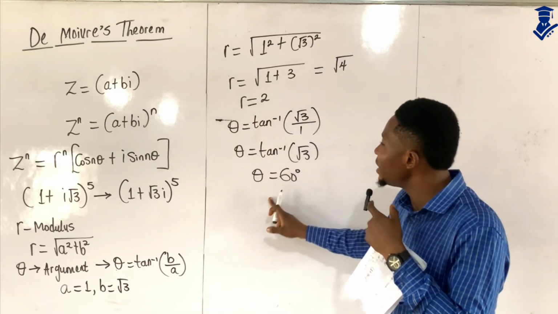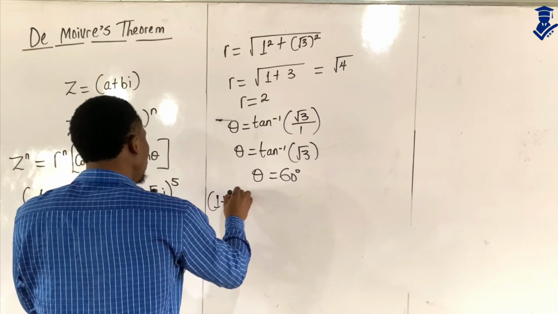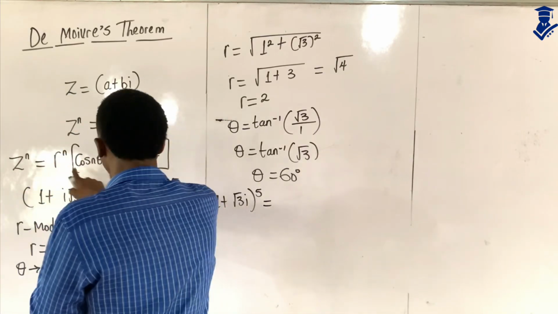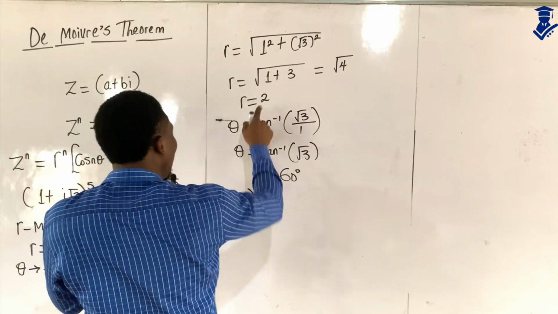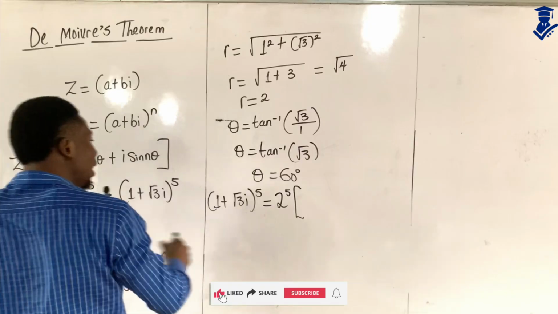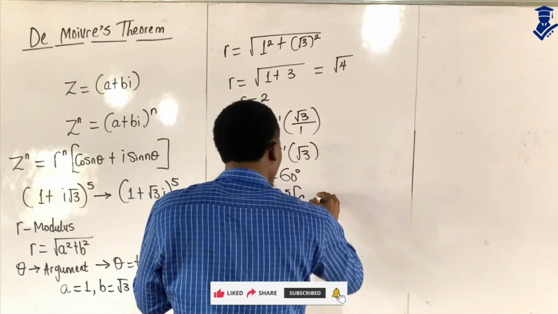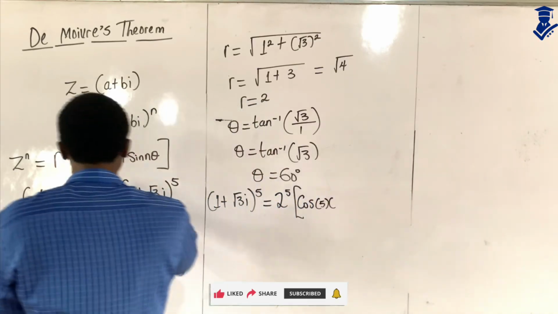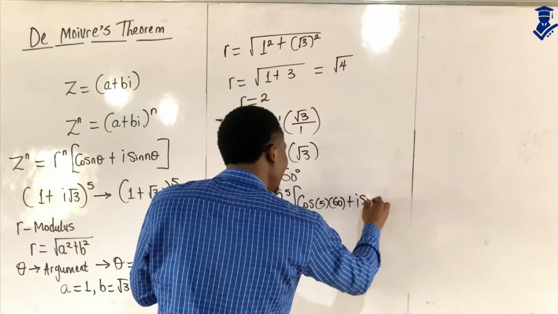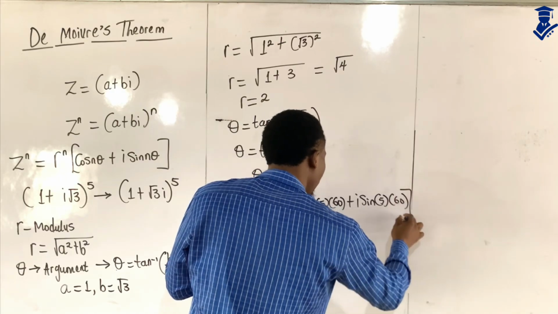Now we can put this and this into the formula here. So 1 plus root 3i all to the power of 5 is equal to r to the power of n. Following this formula, our r is 2 to the power of 5 into brackets cos n theta, that's going to be n times theta. Our n is 5 multiplied by our theta, which is 60, plus i sine n theta. Our n is also 5 multiplied by the same 60. We close the bracket.